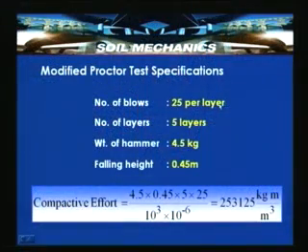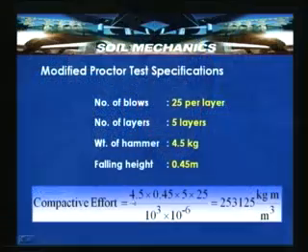If you compare here, the number of blows is 25 per layer. In the standard Proctor compaction test also, we used 25 blows per layer. Number of layers is 5 layers. In the standard Proctor compaction test, we used 3 layers. So, we can see the degree of compaction energy that we are applying. The weight of the hammer is 4.5 kg in the modified Proctor compaction test, while in the standard Proctor compaction test it is around 2.5 kg. And the falling height is 0.45 meter in the modified test, whereas in the standard test it was 0.3 meter.